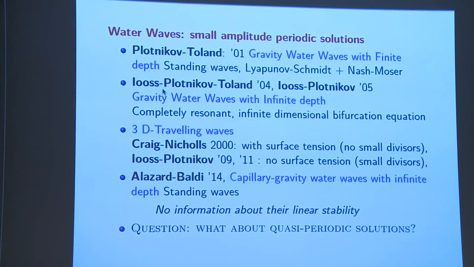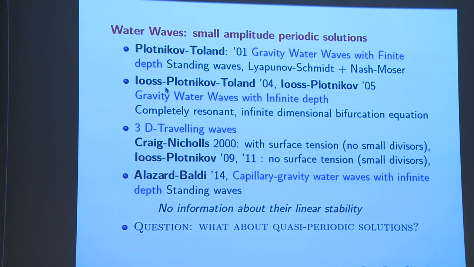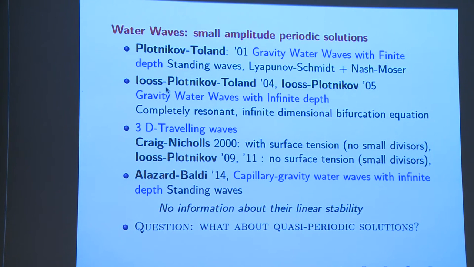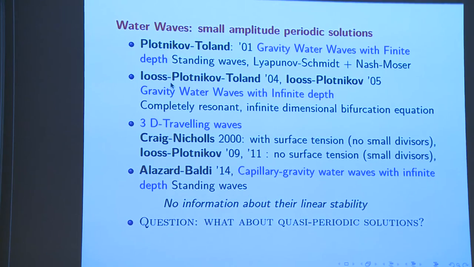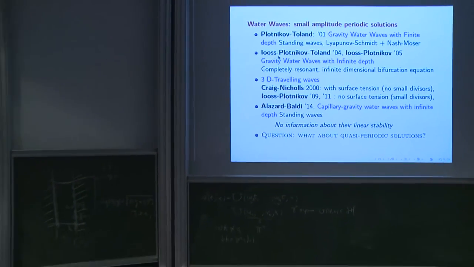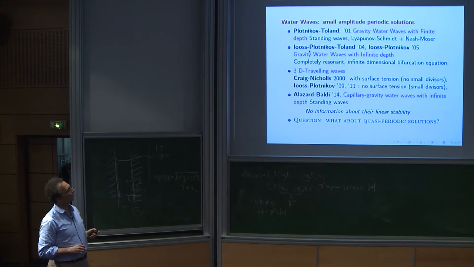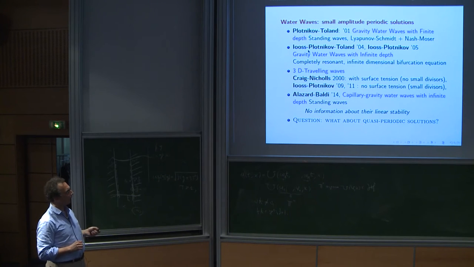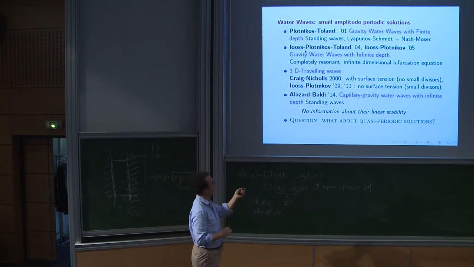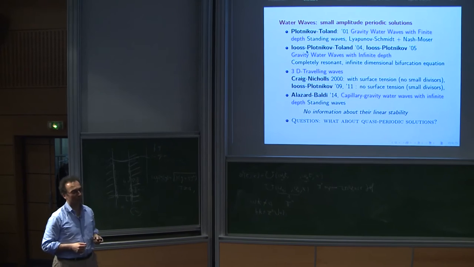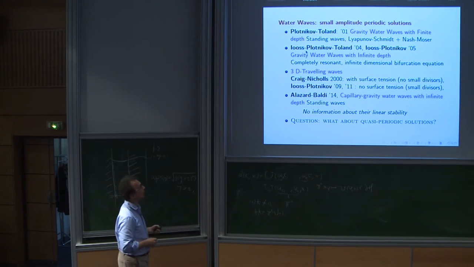The case with the capillarity, which is exactly this case, has been solved by Alazard and Baldi, proving for exactly this system periodic solutions in time. And then there are also some related results on traveling wave solutions, by Craig, Nicholls and Iooss, Plotnikov, in higher space dimension. I think that the traveling waves in dimension 2 are by Levi-Civita, if I'm not wrong. But okay, it is not a small divisor problem. And so the natural question, continuing the result by Alazard and Baldi, is to look whether quasi-periodic solutions exist. They proved periodic, and we would like to see that.